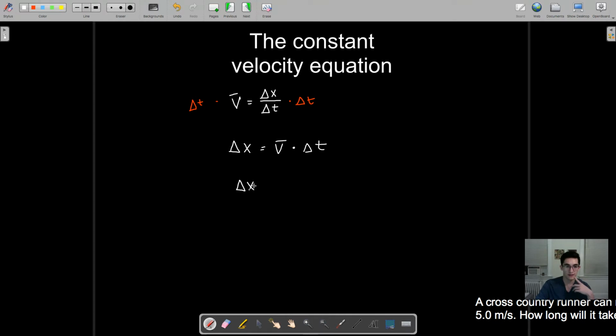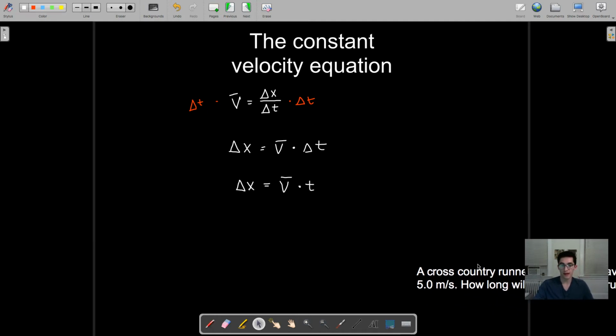Delta x is equal to average velocity times time. And if our velocity is constant, then our average velocity is just whatever constant velocity we have, because it's not changing, okay? So now, let's see if we can solve a problem using this.